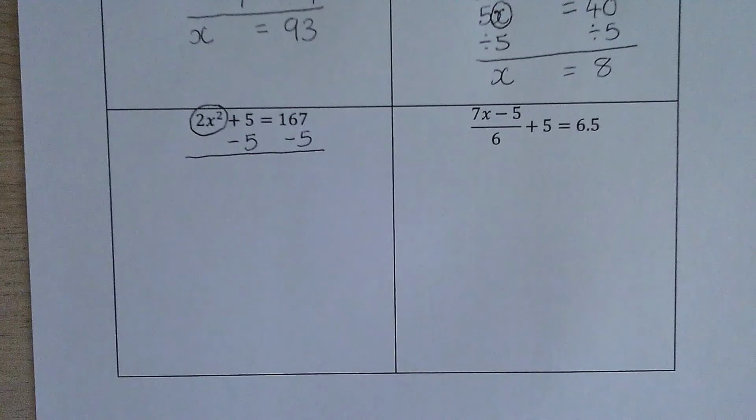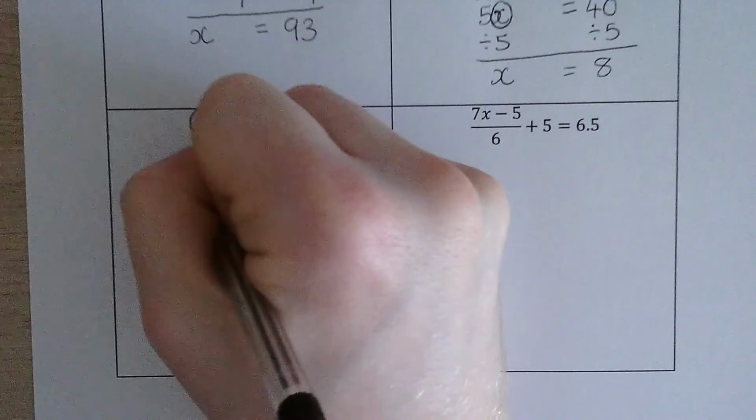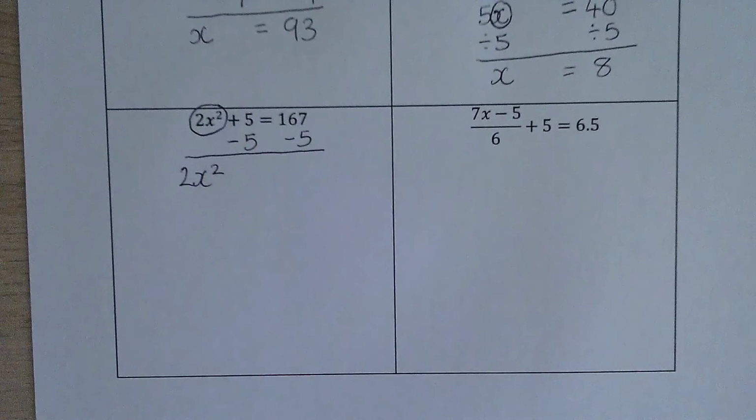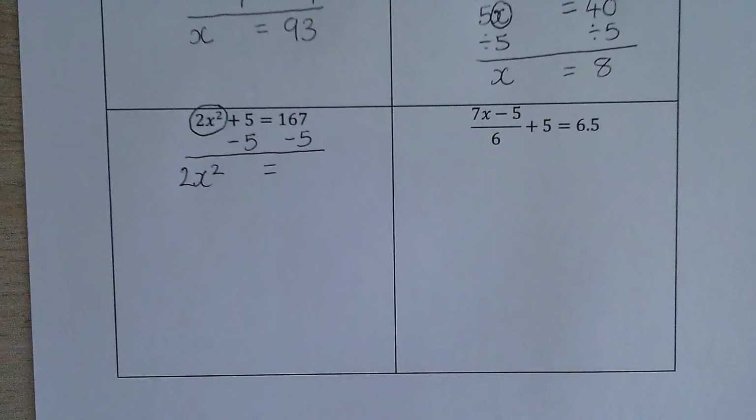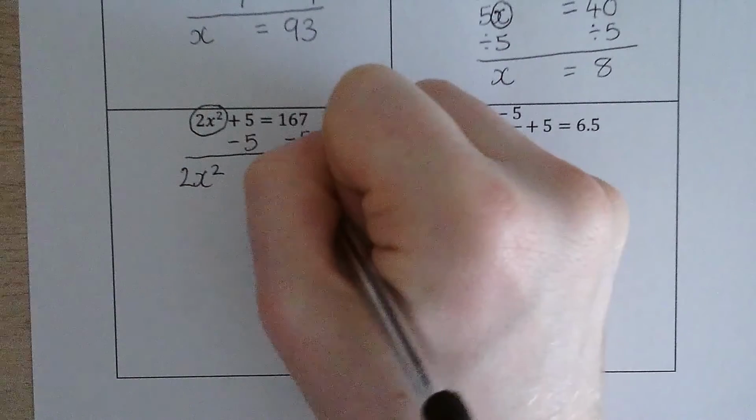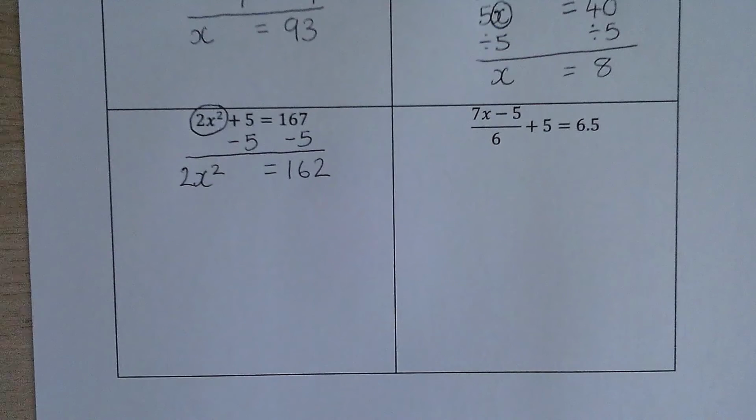And that will leave us with the 2x squared dropping down. Plus 5 and take away 5 cancel each other out. The equal sign drops down. And 167 take away 5 is 162.